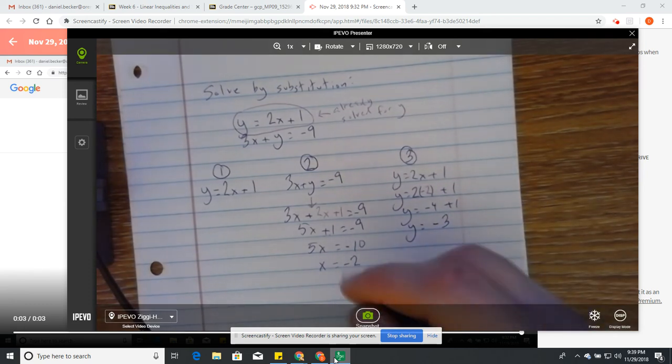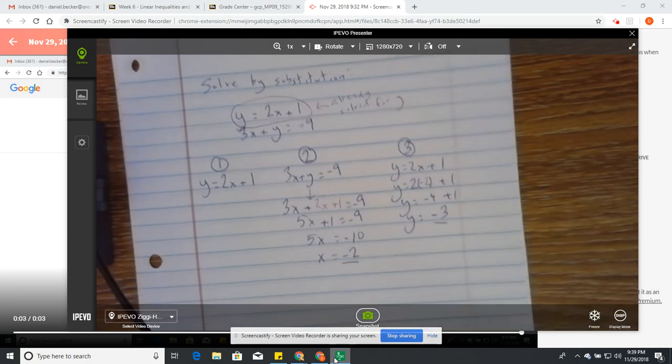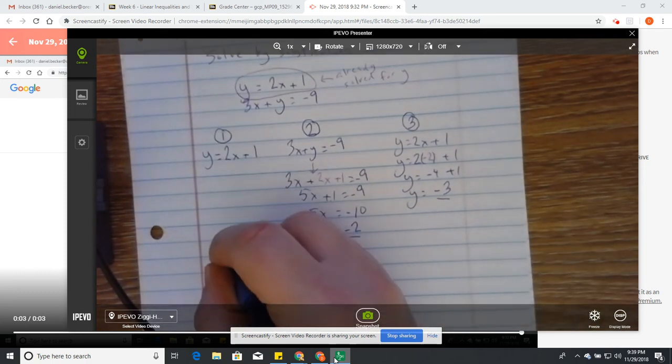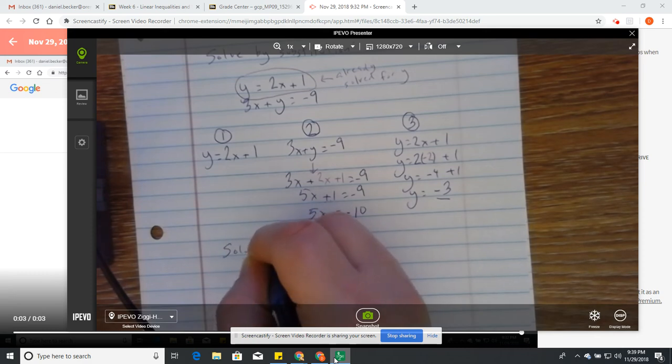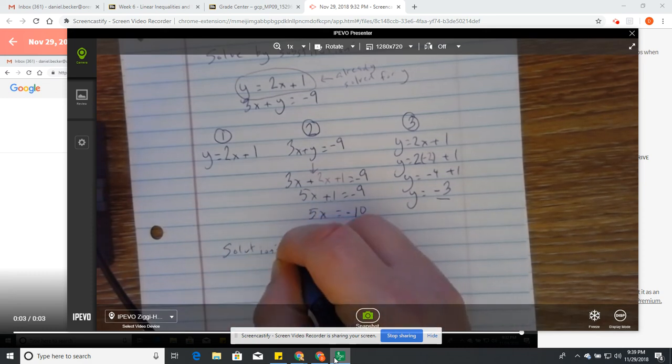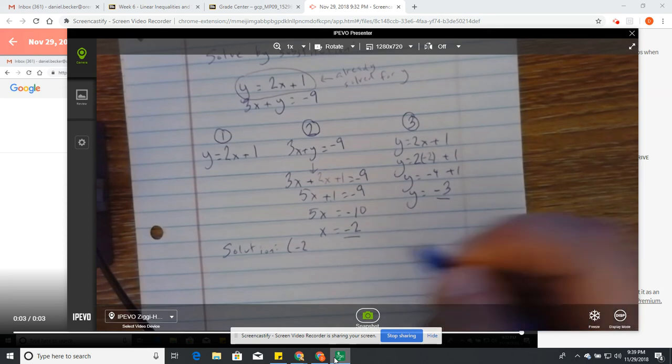Now we know what x is. Now we know what y is. And so now we can simply write that our solution is (-2, -3).